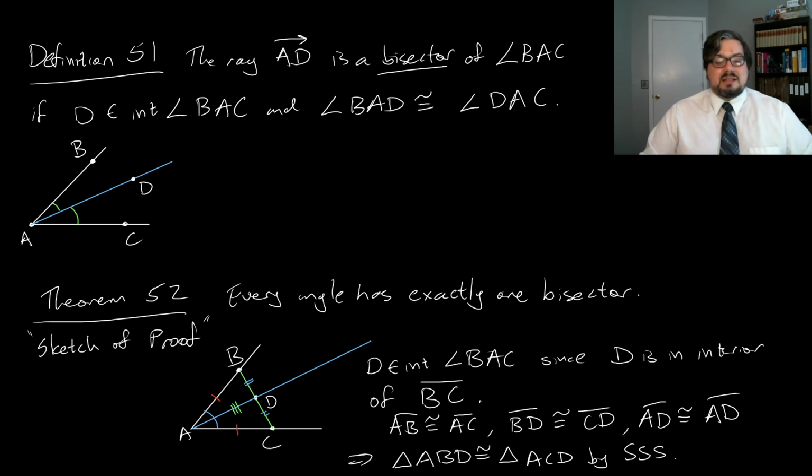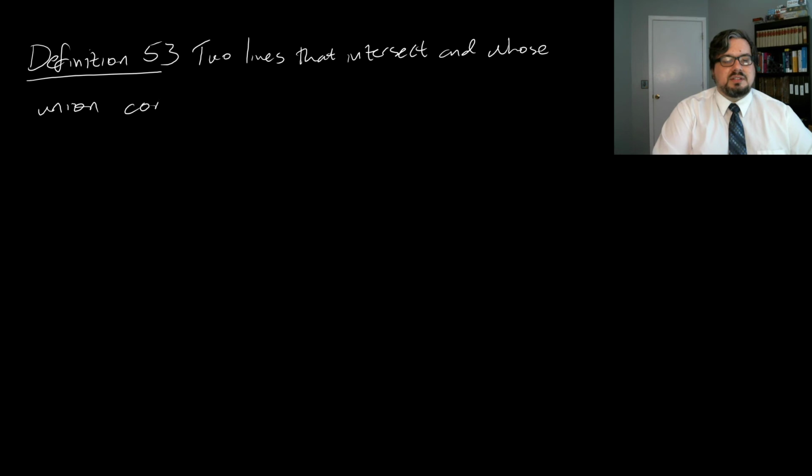All right, so angle bisectors are ones that we'll use occasionally. Let's now talk about perpendicular lines. There's nothing real surprising about this definition here. Definition 53: two lines that intersect and whose union contains a right angle are called perpendicular.